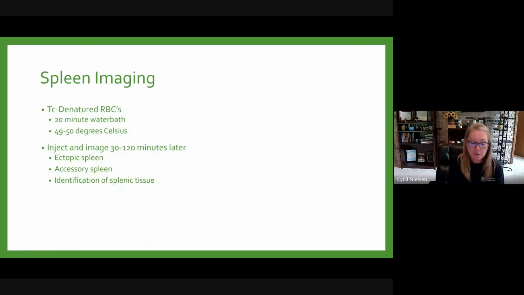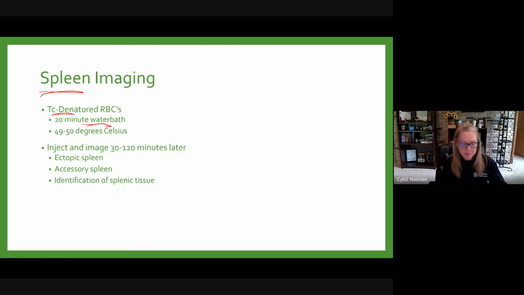Another way we can image the spleen is what we call tech denatured red blood cells. So we're going to label the red blood cells just like we would do for a GI bleed or for a MUGA. But then we're going to put them in a hot water bath. And the reason we do that is we want to basically kill the red blood cells because dead red blood cells go to the spleen. So these red blood cells are still going to be tagged with technetium. They're still going to be radioactive, but they're no longer living. And so immediately they'll just be taken up by the spleen.